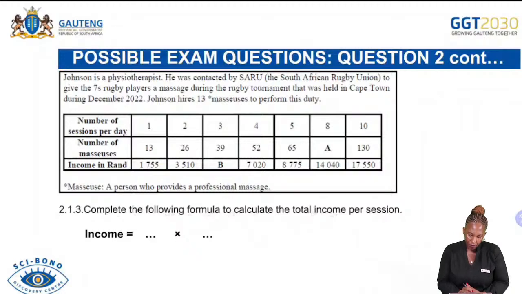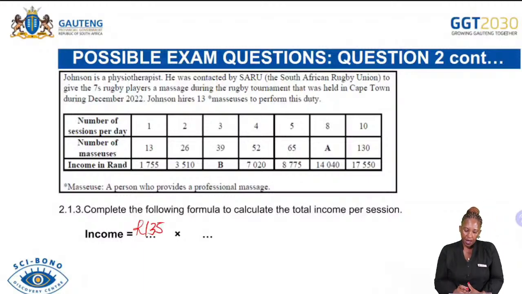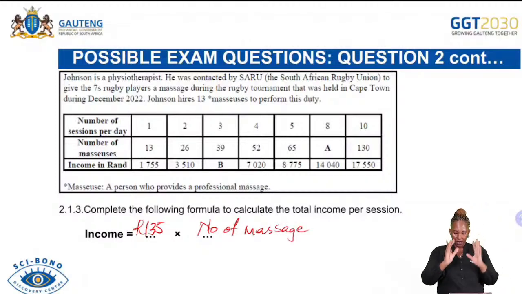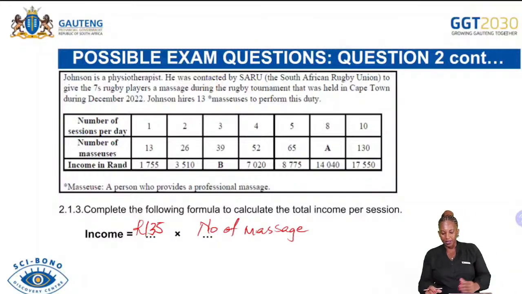So the income will be the price for a single massage, which is 135. It is the price per massage, multiplied by the number of massages. So if there will be 13, then it will be 135 multiplied by 13. If it is 65, then it will still be 135 multiplied by 65.